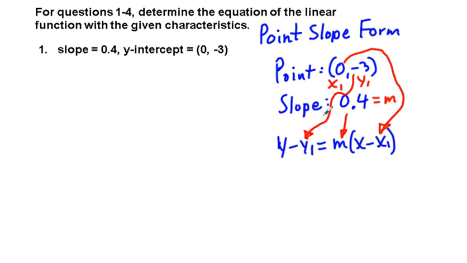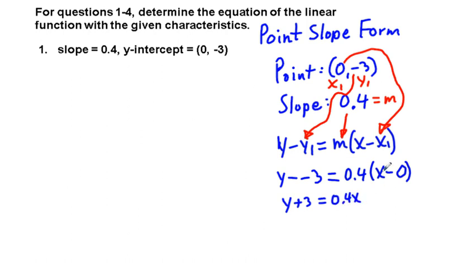There we go. So we just put everything in place, and for that we have y minus, and y1 is -3, so minus -3 equals m. M we've identified as 0.4, and we have x minus x1, or x minus 0. And we can simplify that y minus -3 to y plus 3. And we just distribute here. We're going to get 0.4x, and then 0.4 times 0 is 0. And if we just subtract 3 from both sides of this equation, we get y is equal to 0.4x minus 3. And so we've gone from having a point and a slope to an equation.